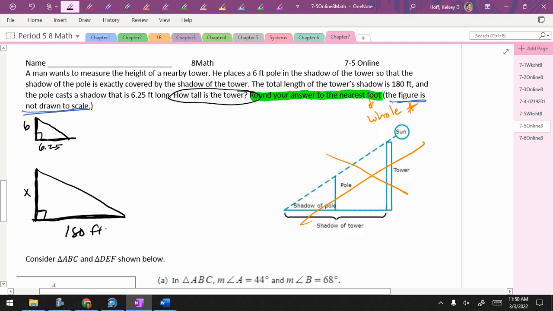Somebody set up this proportion for me. Raise your hand. Set it up for me. Somebody I've not heard from. I've heard from Nevaeh. Double checker. She good? I like it. Nicely done. On your own. Cross multiply. Find me how tall the tower is.